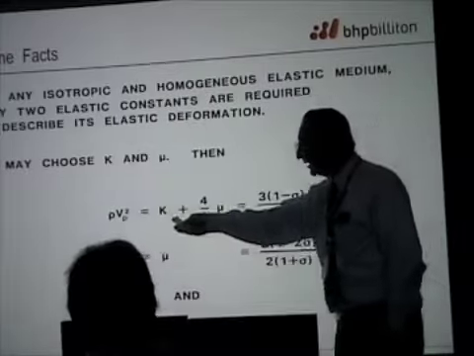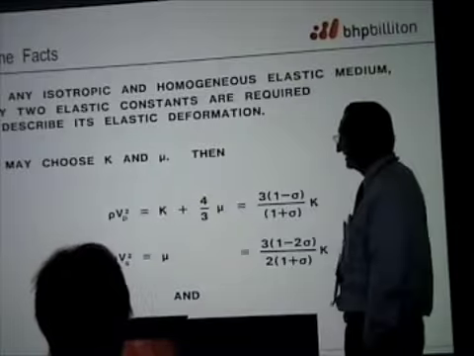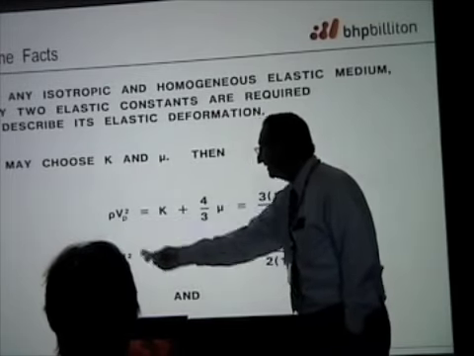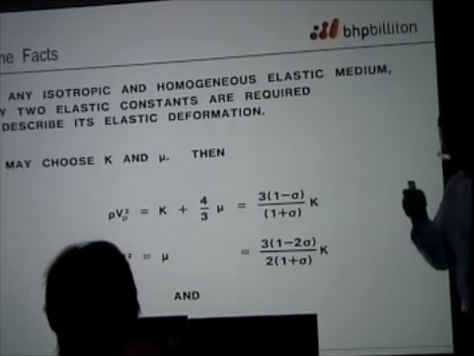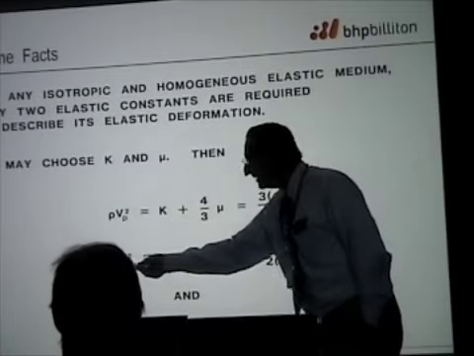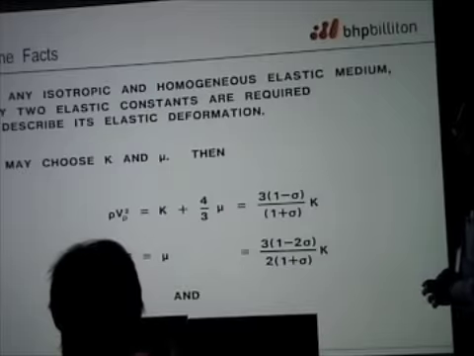Only two kinds of body waves are supported in an isotropic and homogeneous elastic medium. One is a compression wave, which I'm going to denote VP. That's the one we normally use in seismic prospecting. And the other is a shear wave, which also is used sometimes, but not very often.